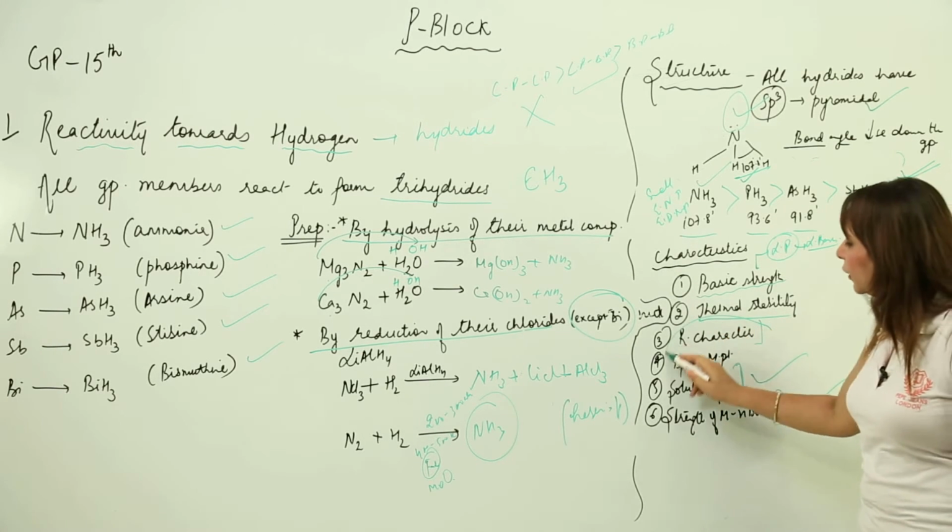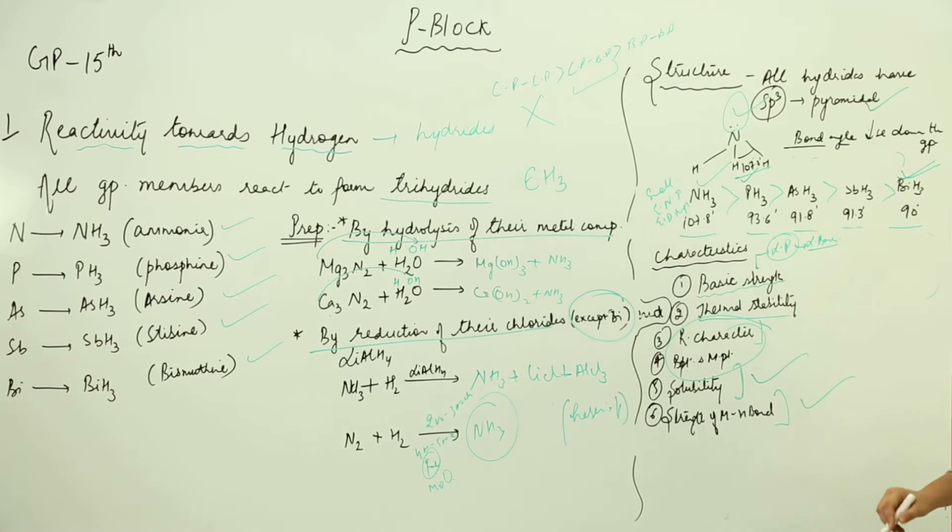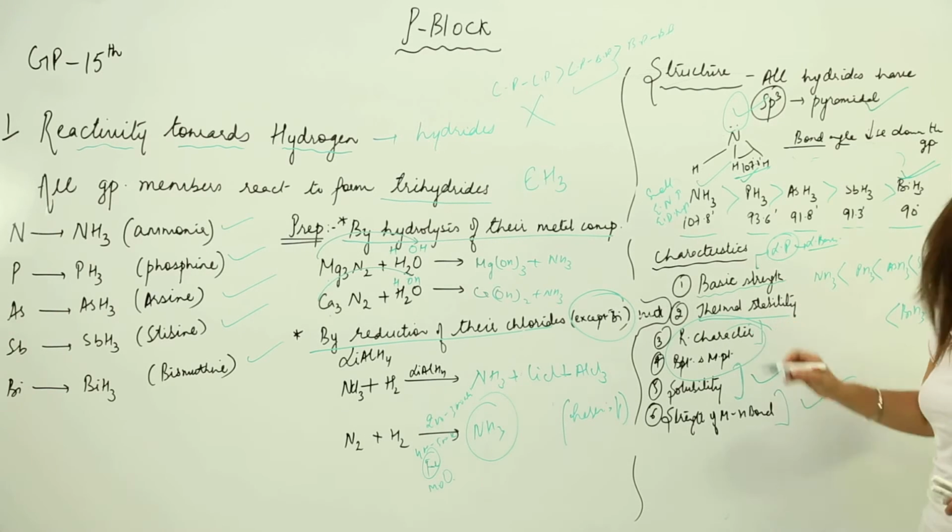Now coming on to reducing character and boiling point and melting point. You know that in these two properties the order is quite different. So what is the order in this case? It is more, and ammonia is least, if we talk about these two properties.